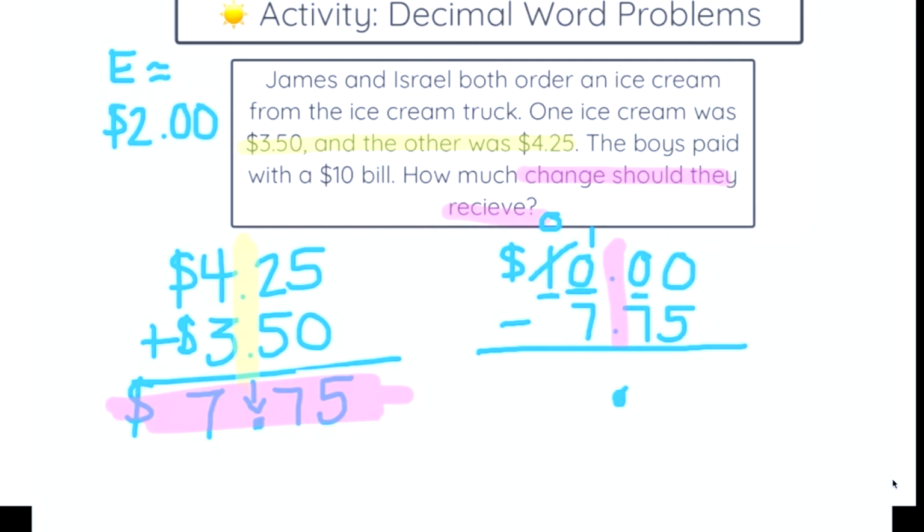Now that I have 10 ones, I can regroup, make that 9 into my tenths place, and now I can finally regroup here to make this 10. Now I can do 10 hundredths minus 5 hundredths, and I'm going to get 5. 9 minus 7 is 2, and 9 minus 7 is 2 in the ones place. The boys should receive $2.25 as their change. This is also a reasonable answer because our estimate was $2.